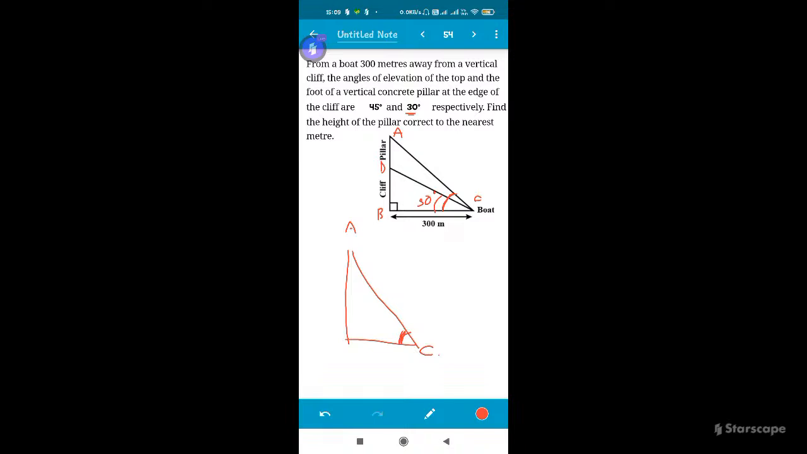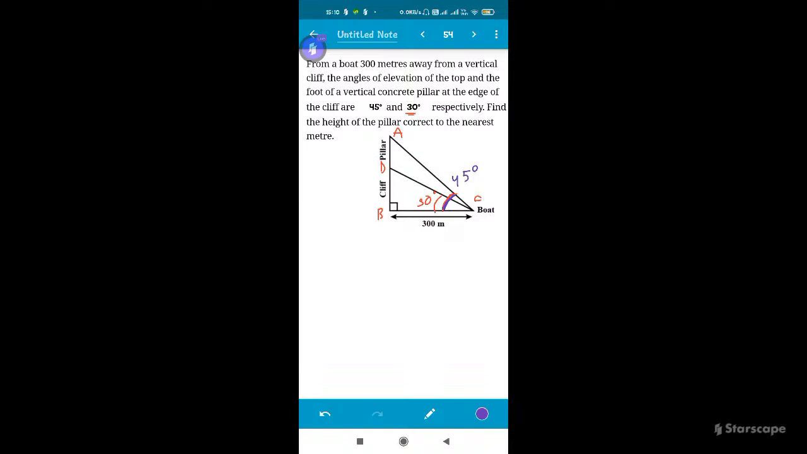So the angle of elevation will be this entire thing, isn't it? Let me just use a different color for this. So this entire thing is 45 degrees. So the angle of elevation of the top of the pillar is 45 degrees and of the foot of the pillar it is 30 degrees. I hope the diagram is clear to you. So now your question is you have to find the height of the pillar correct to the nearest meter.